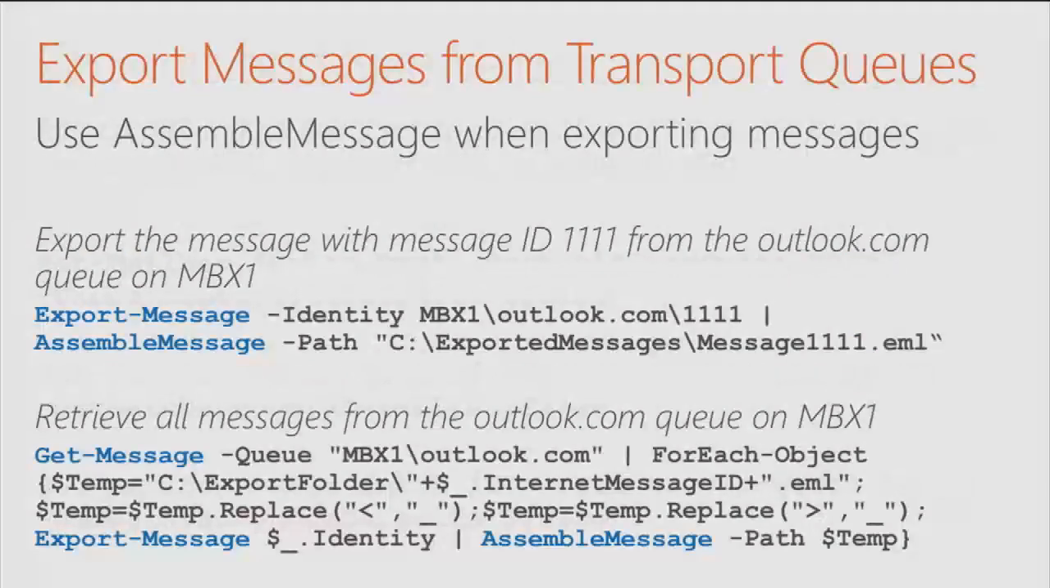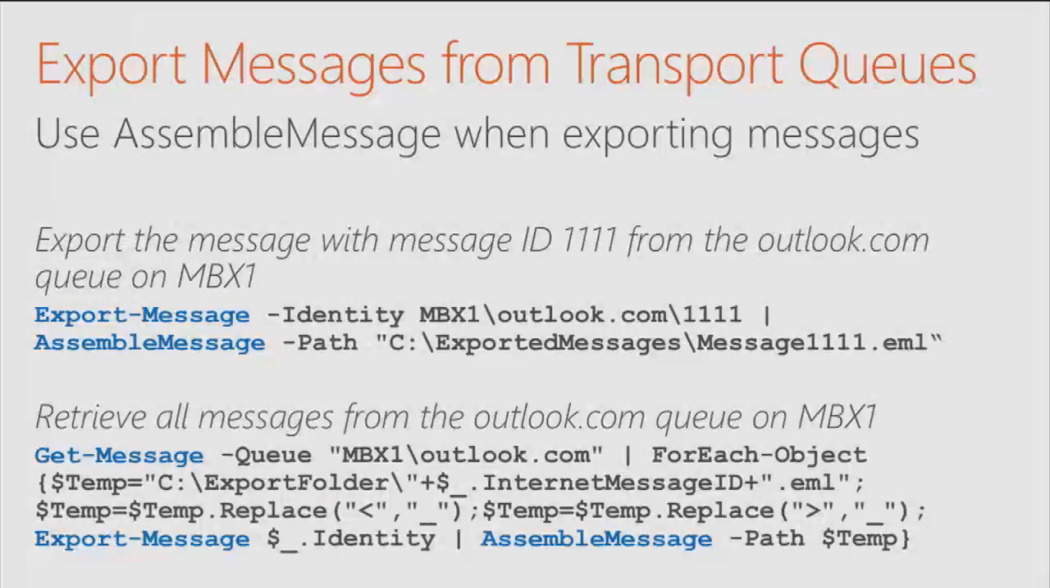All right. And then the last thing is exporting messages from transport queues. The process has changed slightly. There's actually a filter or script that you need to use when you're exporting messages from the queue. It's called assemble message. So I've given you a couple examples here. One, we're looking for a specific message with a specific message ID. This is all one line that's wrapped.